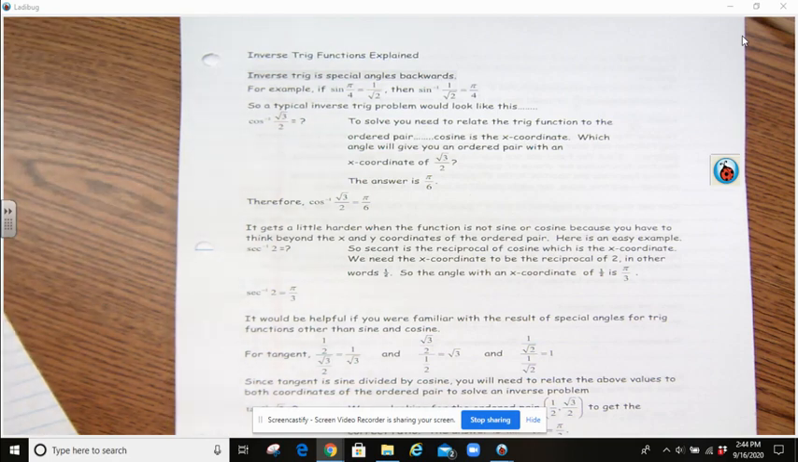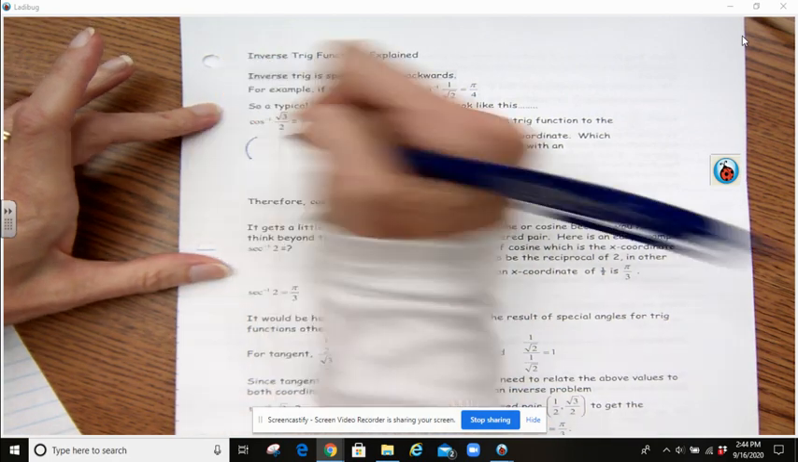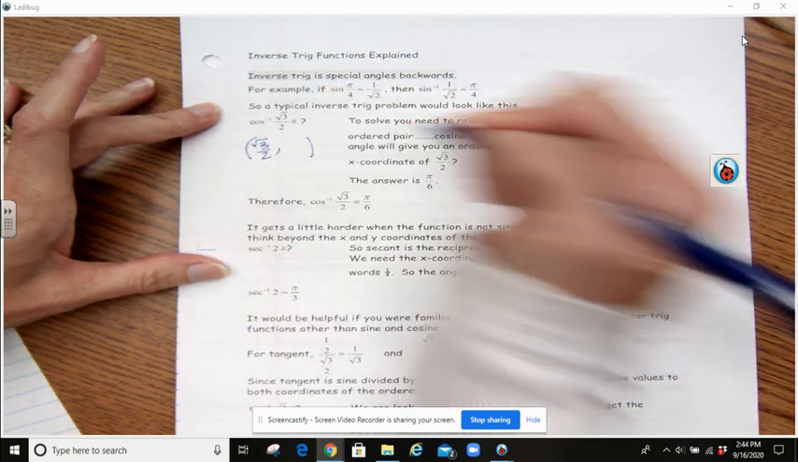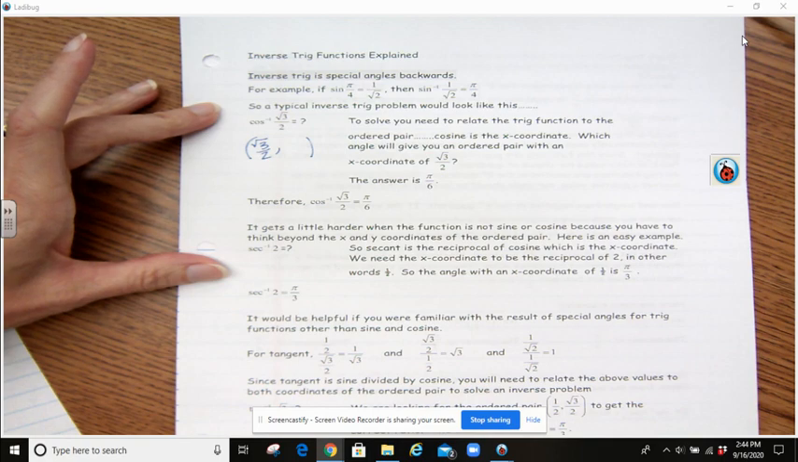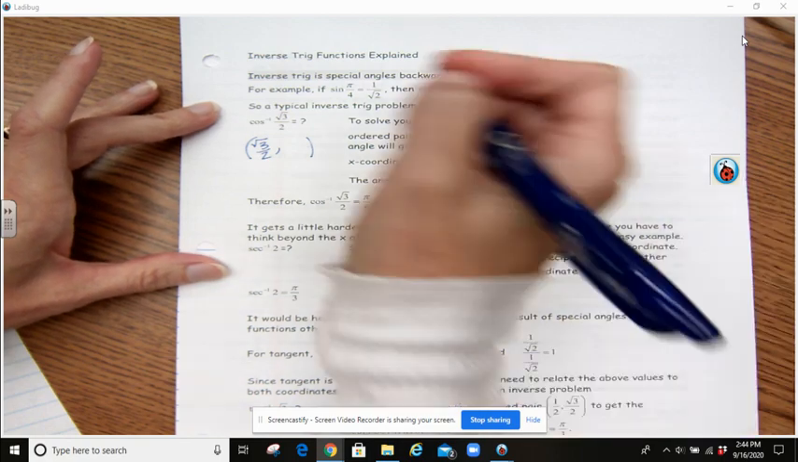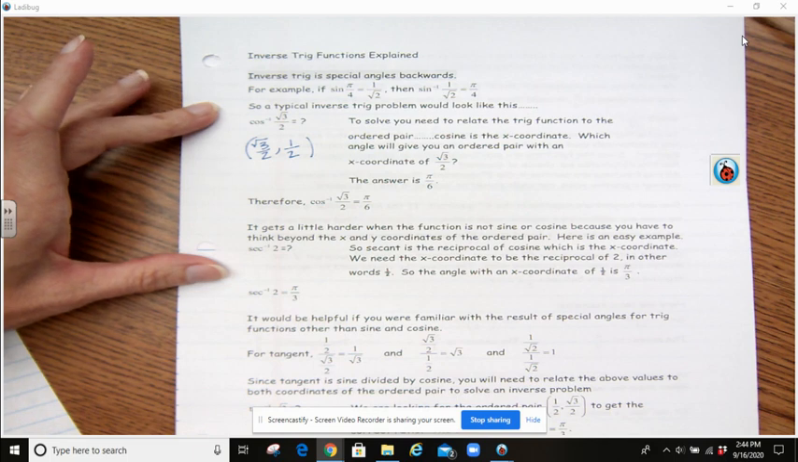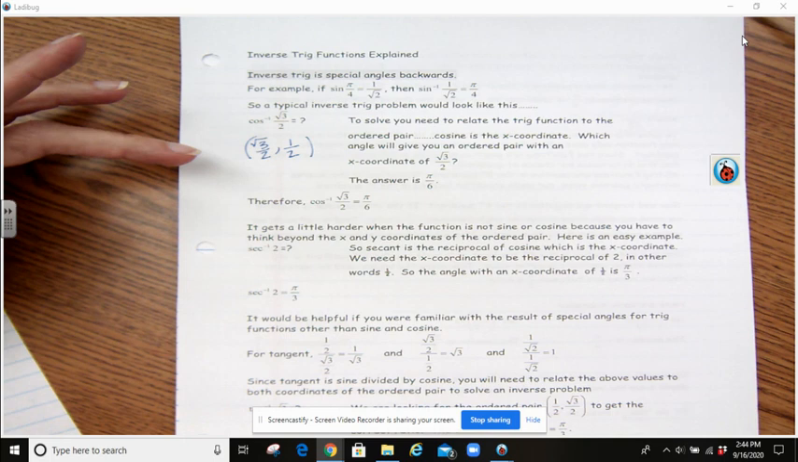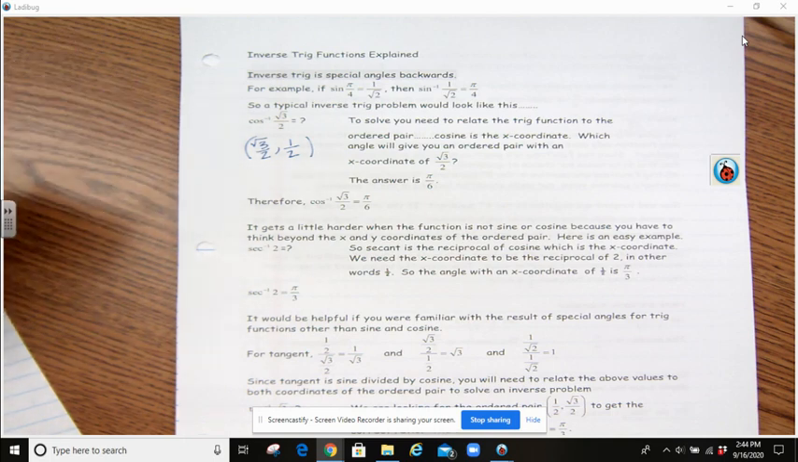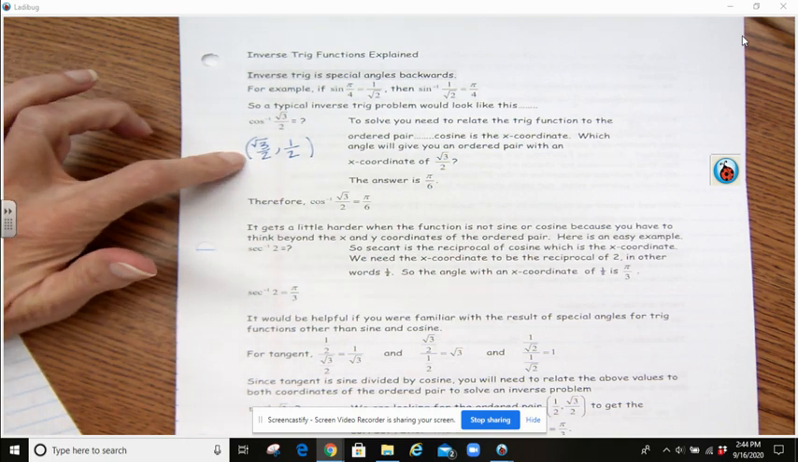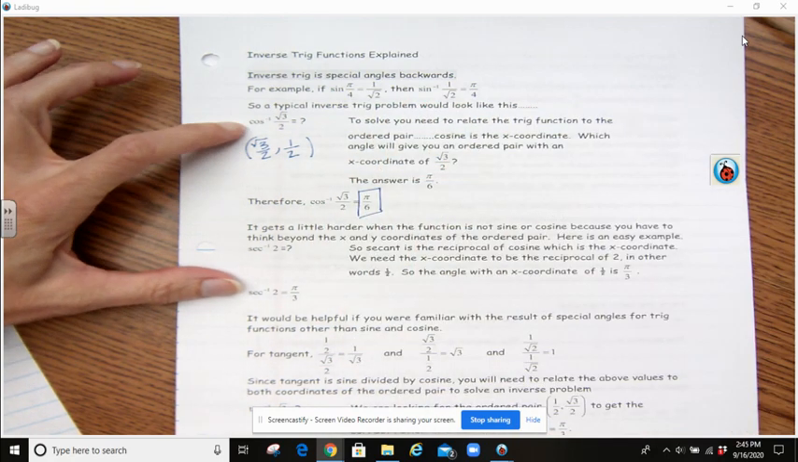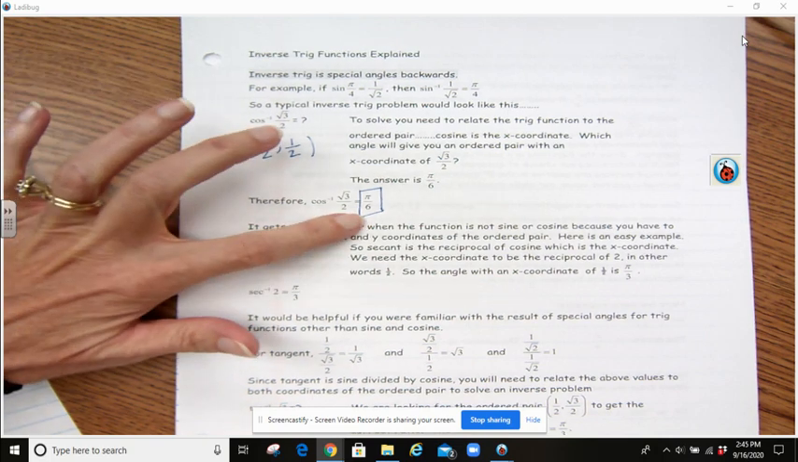So let's see, we know that the cosine is the x-coordinate of the ordered pair. And we're being told that the x-coordinate of the ordered pair is square root of 3 over 2. Well, what y-coordinate goes with that? You should know that it is 1/2. Then our job is to figure out what angle gives us that ordered pair, and that ordered pair comes from an angle of pi over 6. So that's the answer to that inverse trig problem. The angle whose cosine is square root of 3 over 2 is pi over 6.